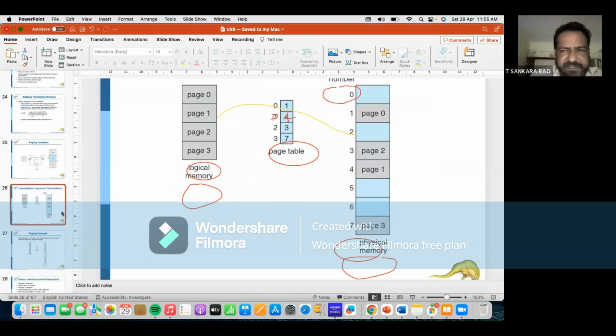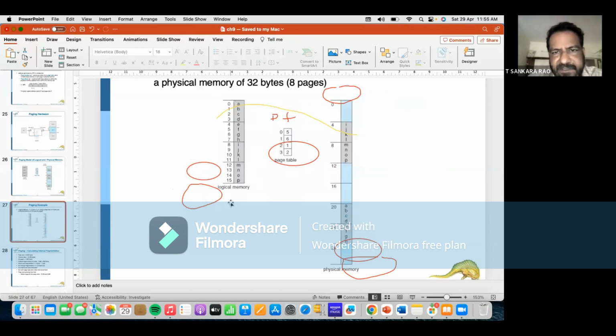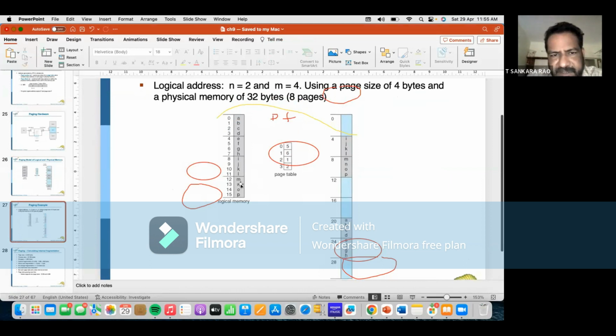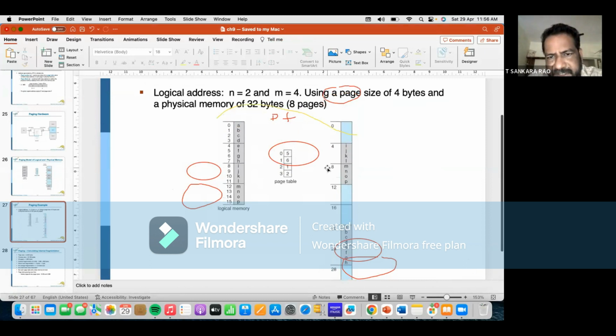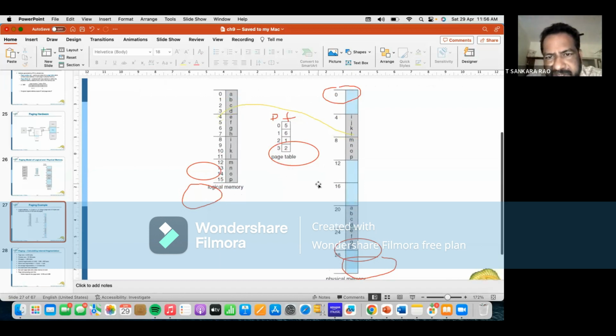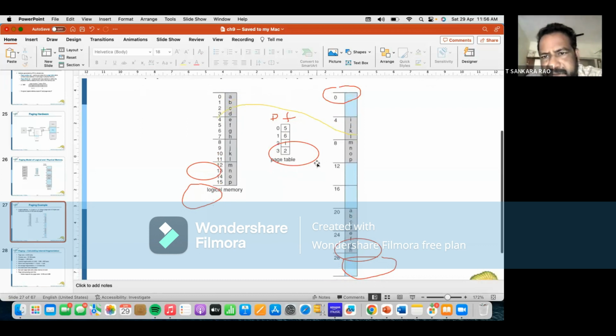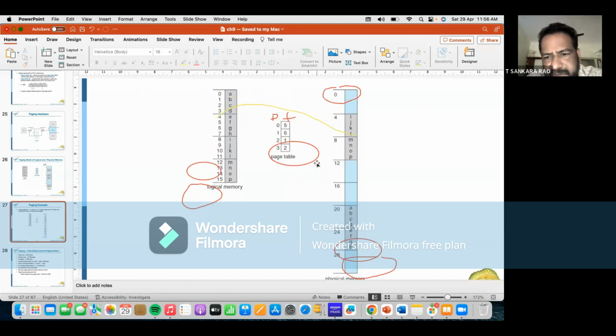Is it clear, the paging? Yeah, fine. So I will share this PPT after editing out the unwanted parts. Okay. So this is a detailed explanation of how the pages are stored. So the 0th page is available in frame number 5. Page table. So the 0th page, 5. Two, three, 0, 1, 2, 3, 4.